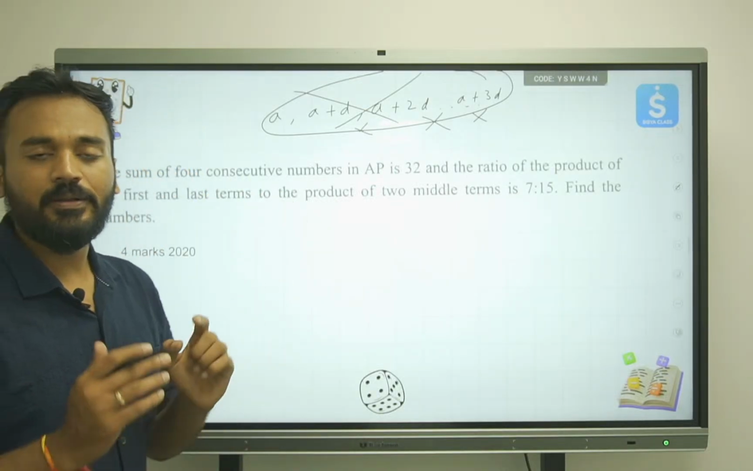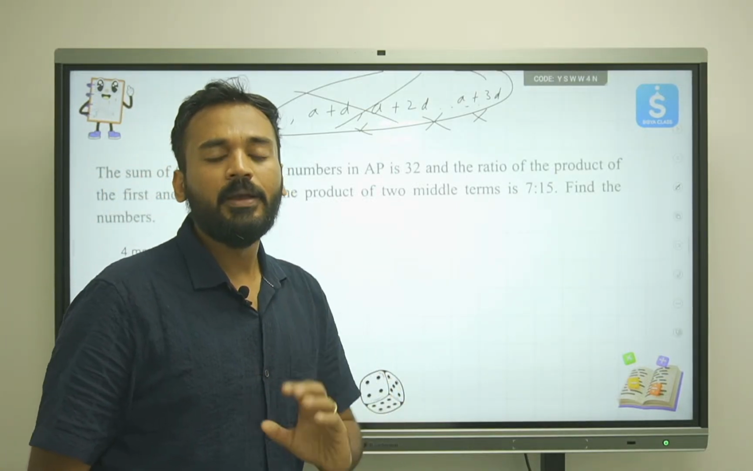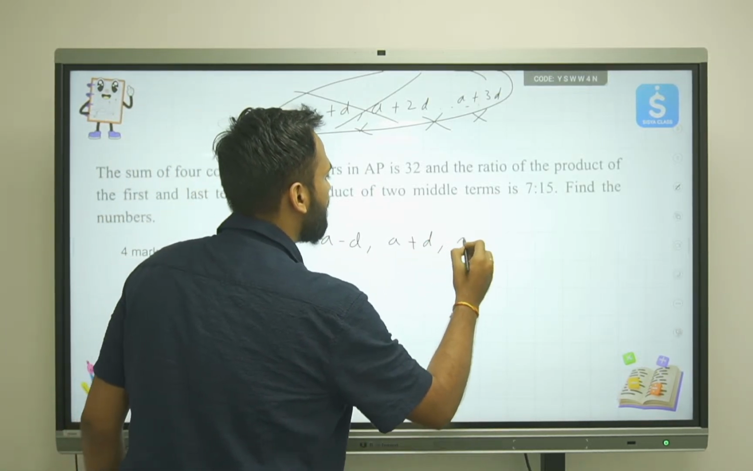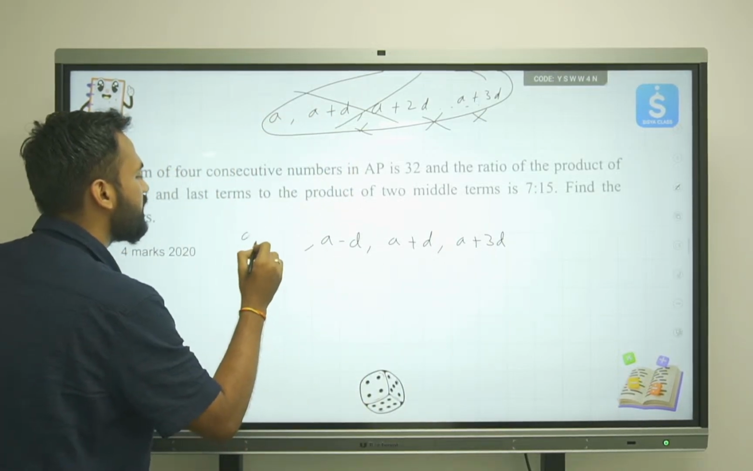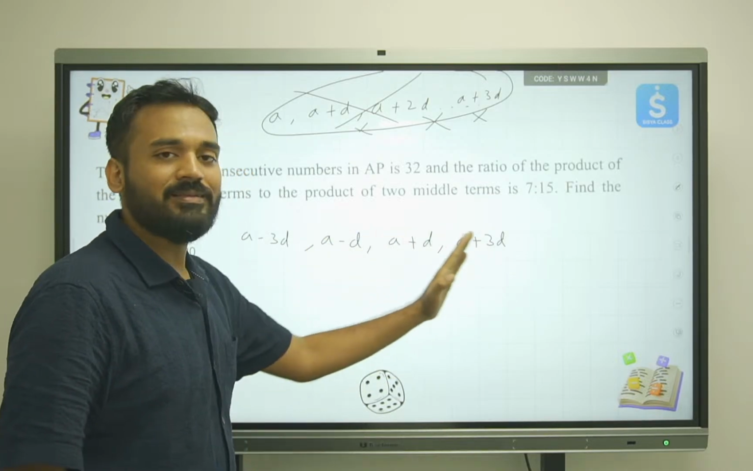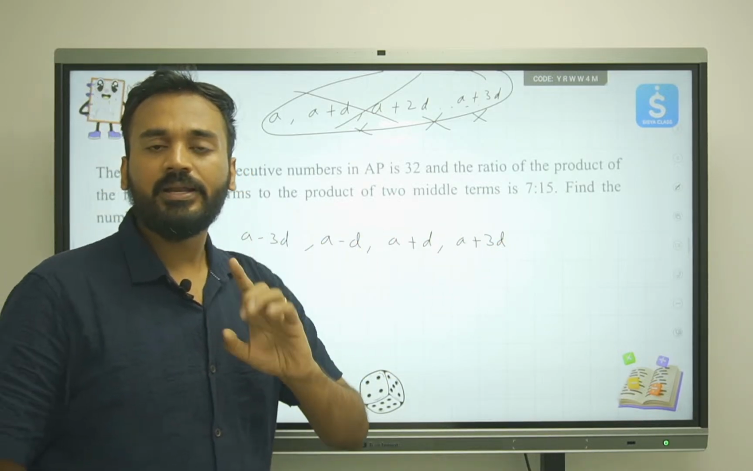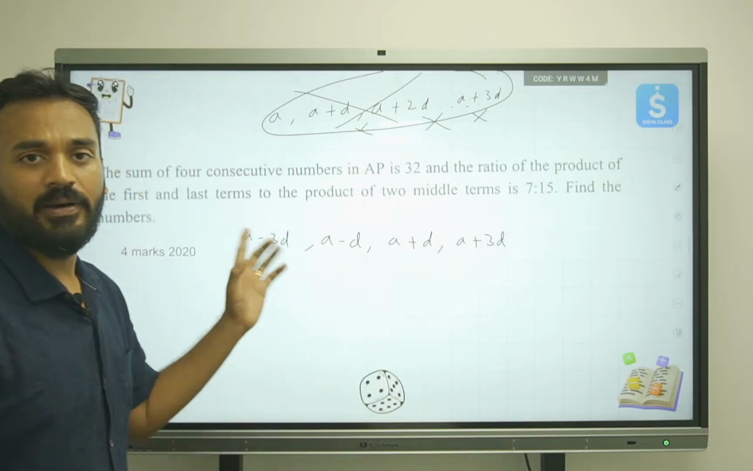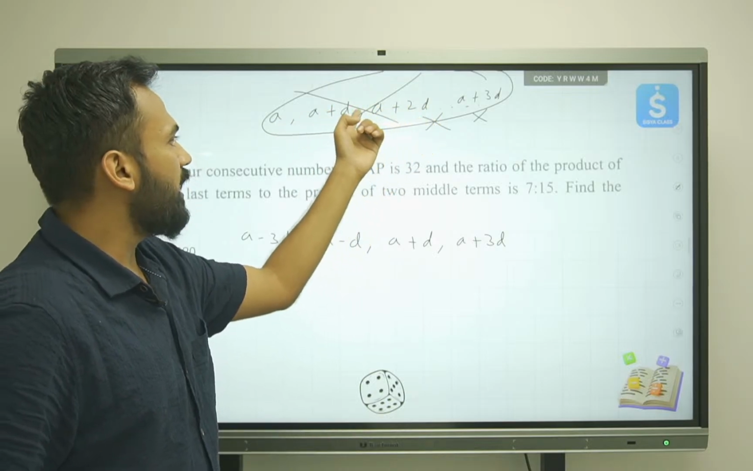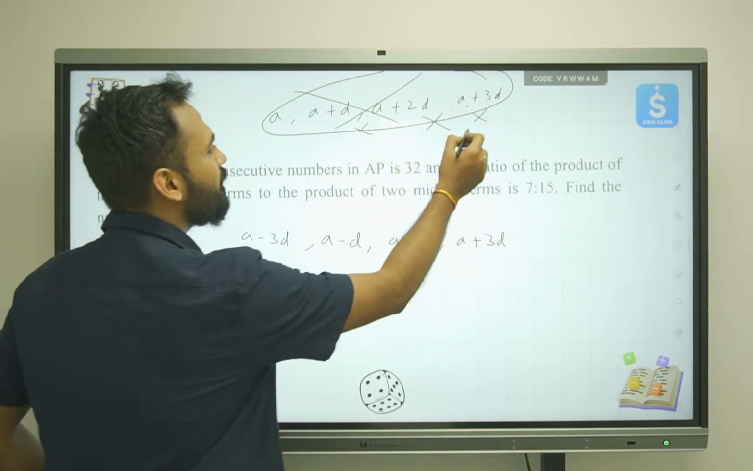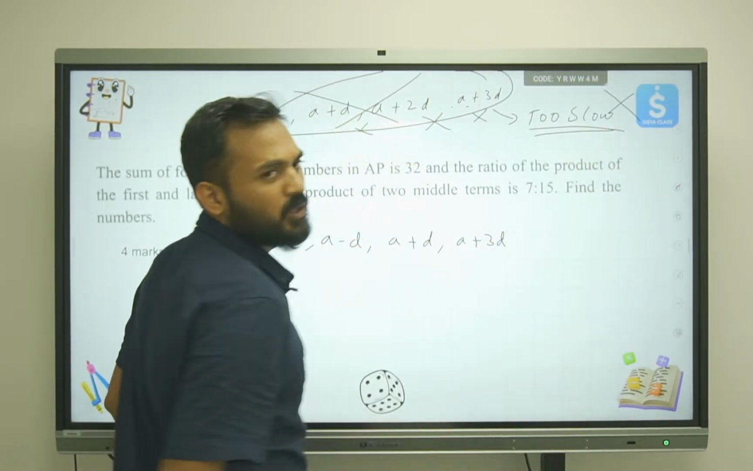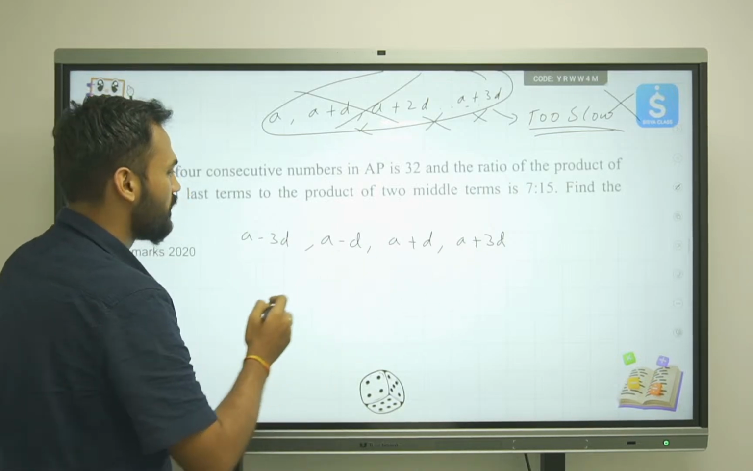Whenever there are 4 numbers consecutively in AP, we will take them to be A minus 3D, A minus D, A plus D, and A plus 3D. This is very easy, because when you sum this, D will get eliminated, only A will be left, and directly you will be able to get the value of A. You can assume the terms as A, A plus D, A plus 2D, A plus 3D, but this will be very time consuming, too slow, and you do not have this much time. Don't do this. Do this. Let's solve this.